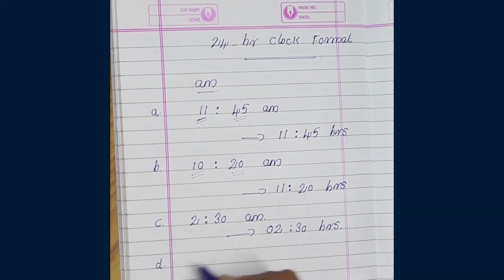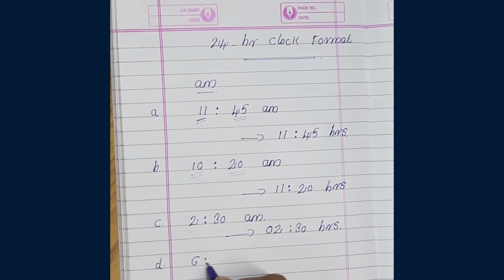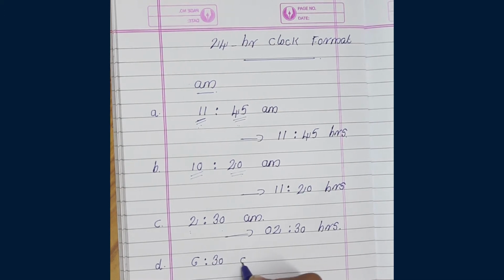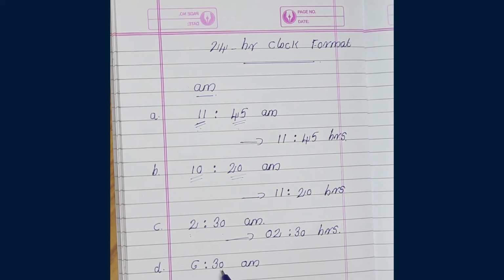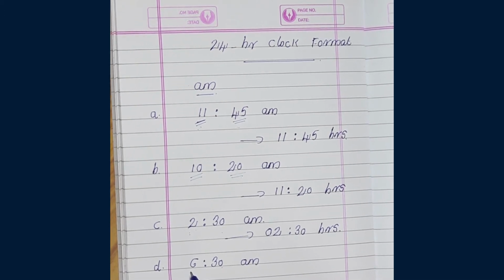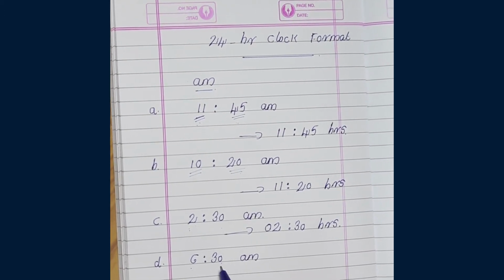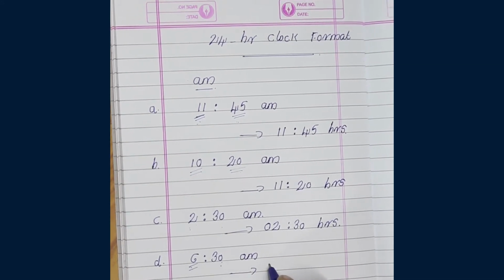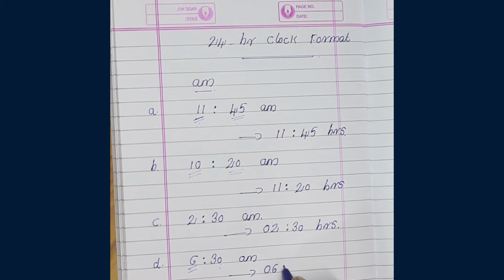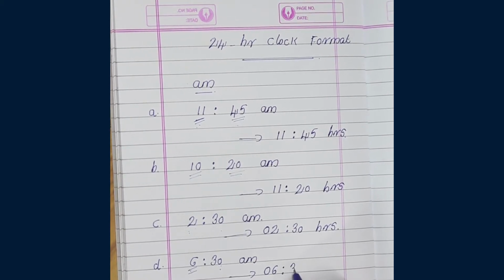Then our next problem, write the time 6:30 AM in 24-hour clock format. We want 4 digits. The first 2 digits are hours, then the second 2 digits are minutes. Here there is only 1 digit. In that case, we have to put 0 before that number. So 06:30 hours.